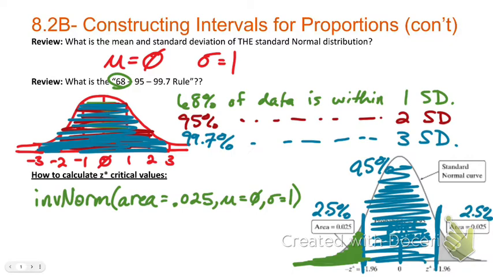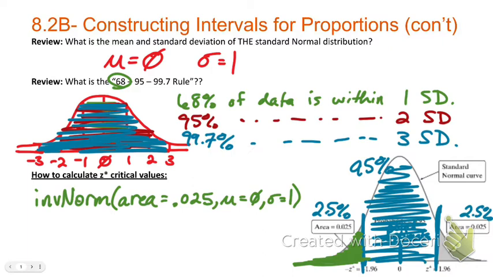So go to inverse norm on your calculator. You guys remember where it is? Second vars, and it's number 3. And this is your inverse norm. Put in that lower area that did not get captured, which is 0.025 or 2.5%. That's the proportion of the lower area that did not get captured. The mean is 0, and the standard deviation is 1. This is going to tell you the negative version of the z-star critical value.